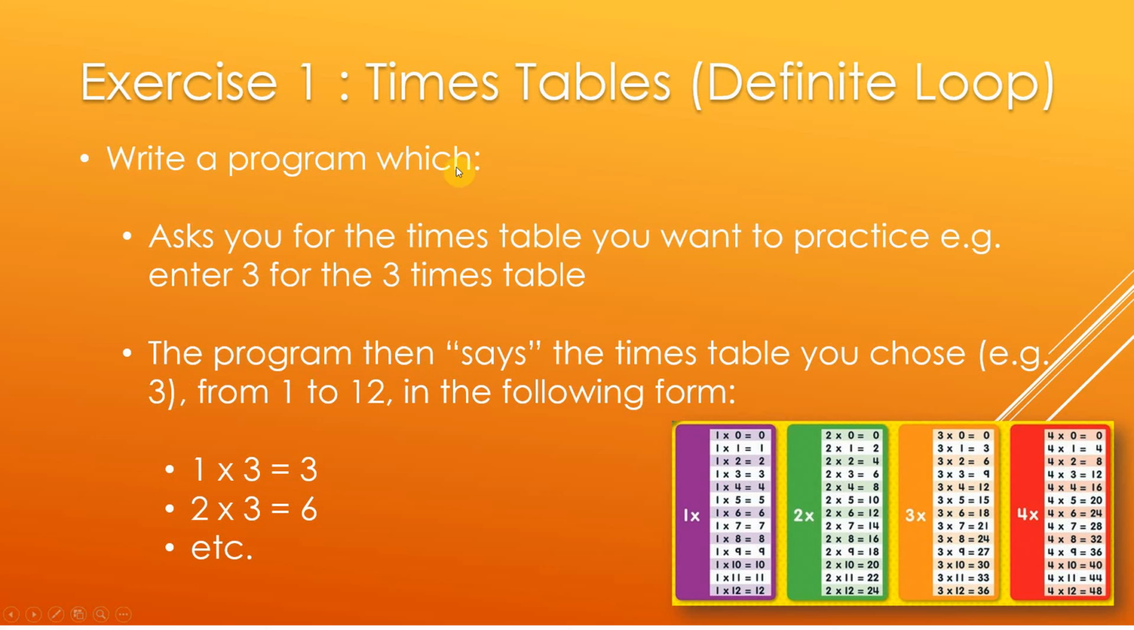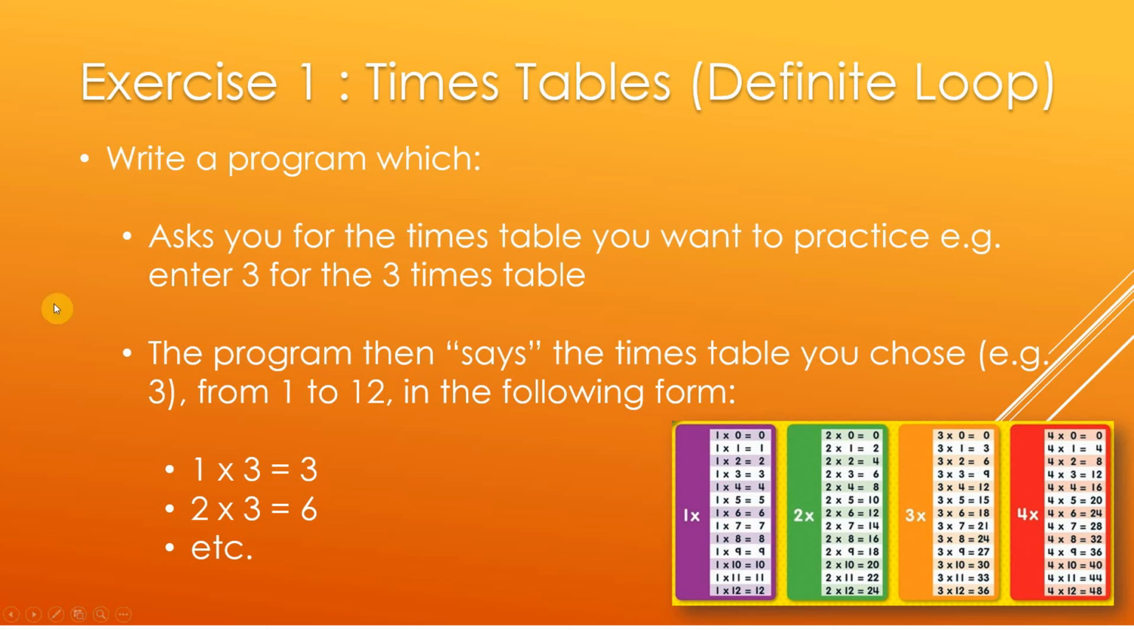We have to write a program which asks you for the times table you want to practice. Example, enter 3 for the 3 times table. So to do this, we are going to have to use the ask and wait block to get from the user the times table that they want to practice.